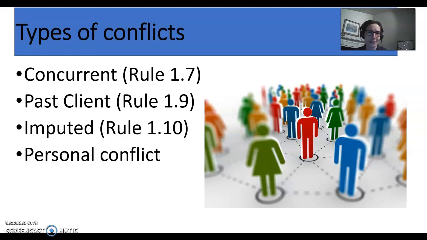What about past clients? Again, we can't really turn off what's in our heads. So the rules of professional responsibility recognize this. Even when a client of the firm is no longer a client of the firm, or you yourself have moved on and you are now working in a different law office, if you have a conflict with a past client, that is a conflict also.